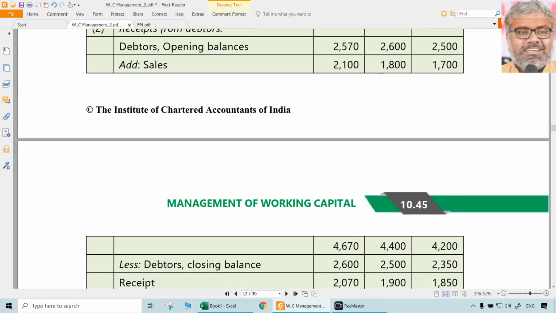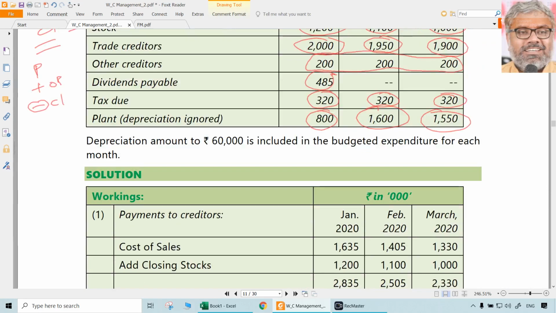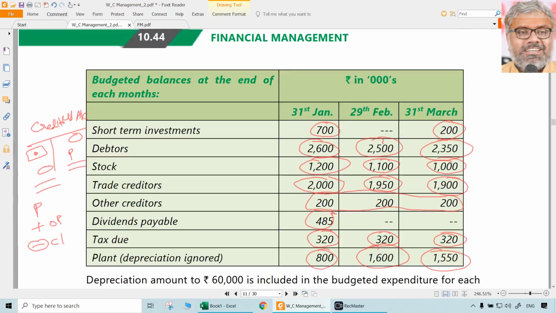Purchase of investments 200. Okay. Correct. There is something wrong. Why? Because see, from 31st January to 29th February, there is a change here. That means in February 700 was sold. That is why it became 0, right? Then again it became 200 later.